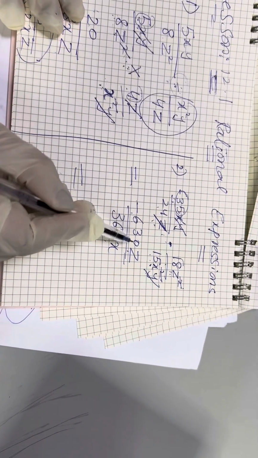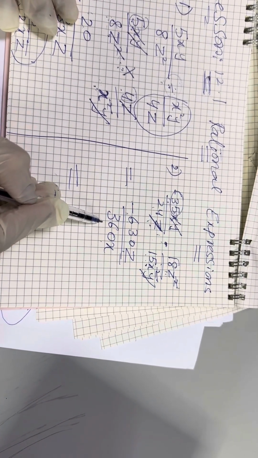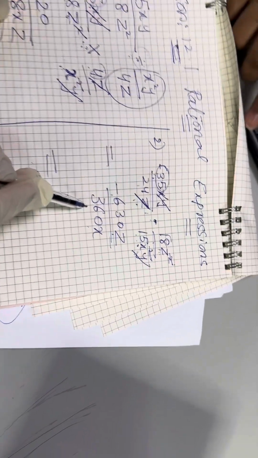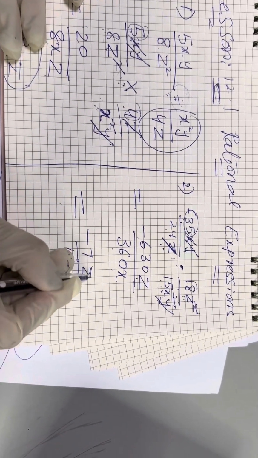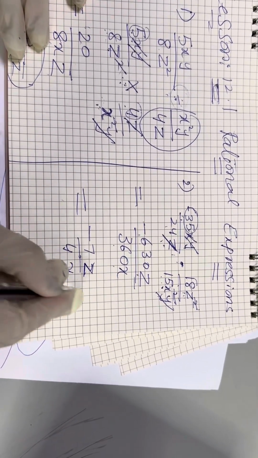And at the end, just give this to the calculator. Negative 630 upon 360. And the answer is negative 7 upon 4. And write the variables. Z is up and x is down. And this is my answer.